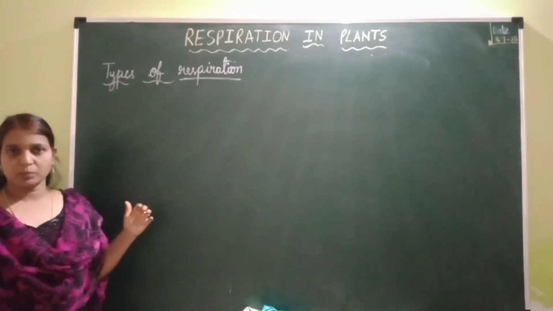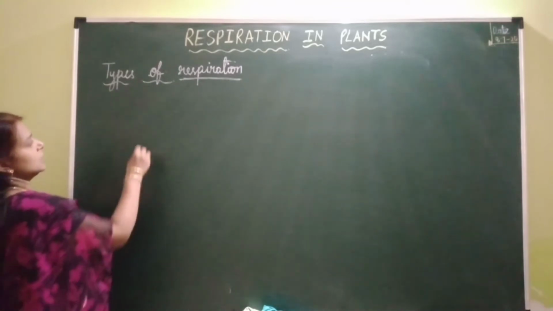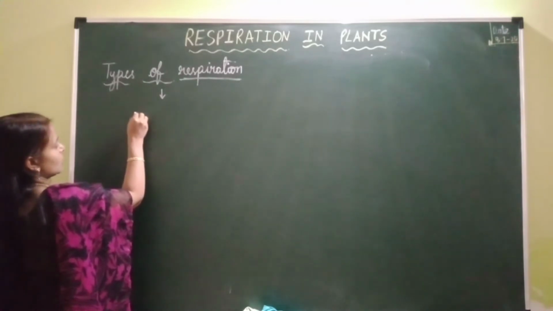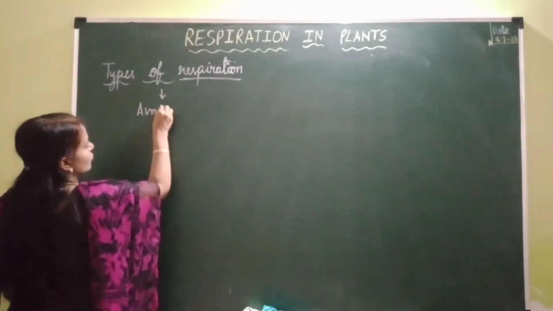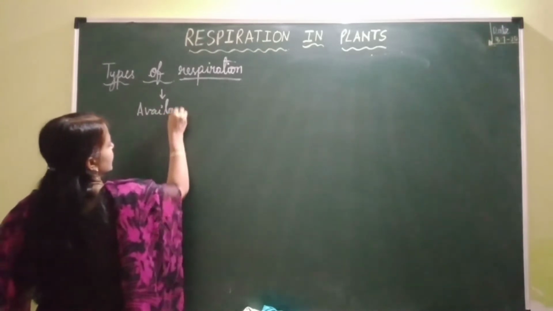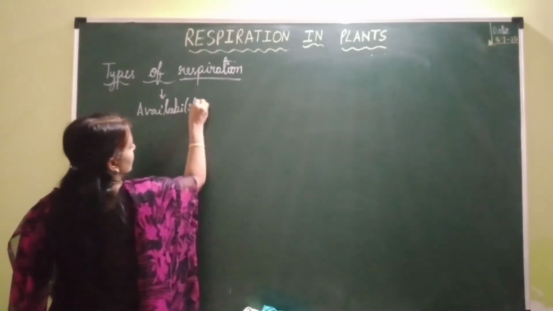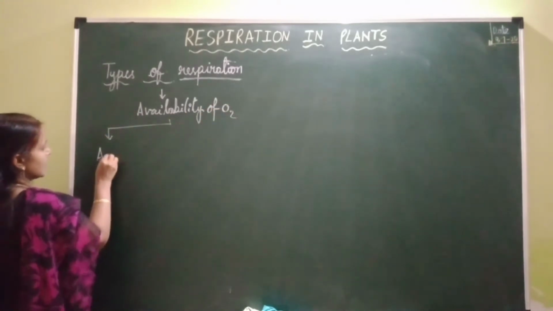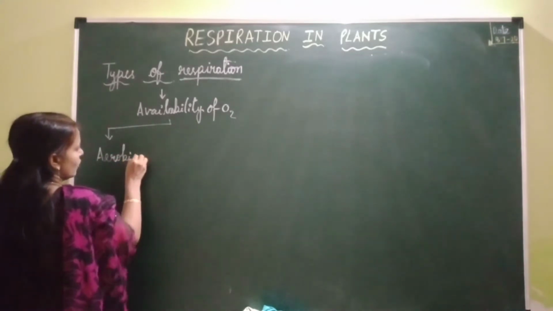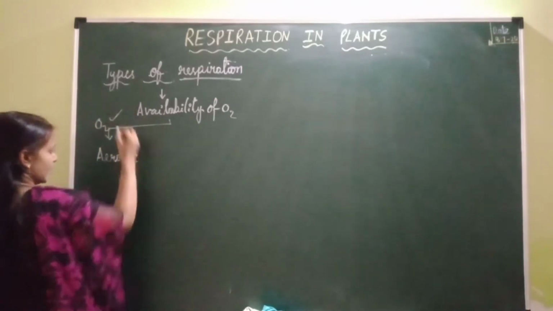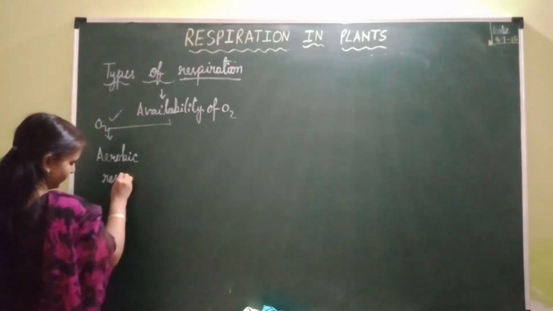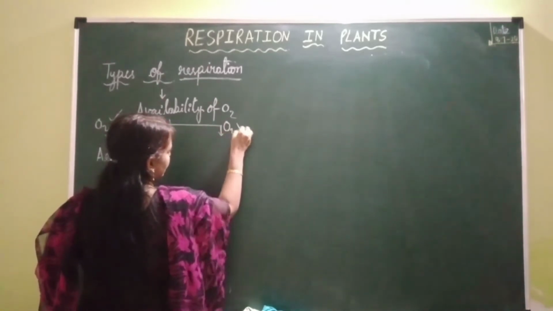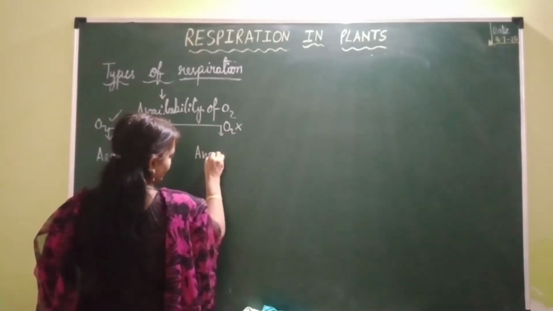So now, types of respiration that occur inside the cell. There are two types of respiration on the basis of availability of oxygen. On the basis of availability of oxygen, cellular respiration is of two types: aerobic respiration and anaerobic respiration. If oxygen is available inside the cell, then it leads to aerobic respiration. And if oxygen is not available inside the cell, then that is called anaerobic respiration.